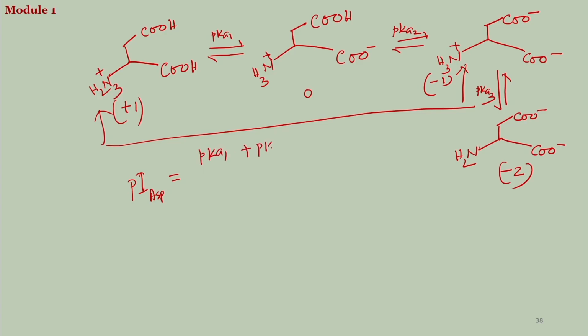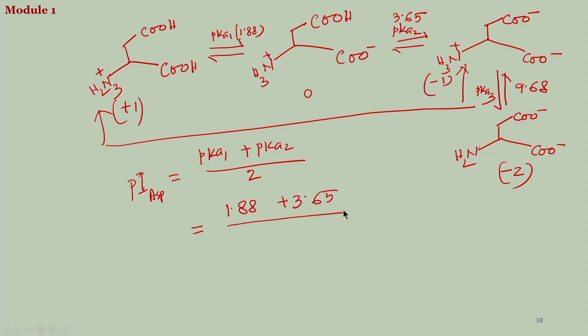pKa1 plus pKa2 divided by 2, just like the earlier. And I have the numbers probably. This is pKa1, so the value is 1.88. This value is 3.65, and pKa3, this value is around 9.68. So your pKa1 is 1.88, pKa2 is this plus 3.65.